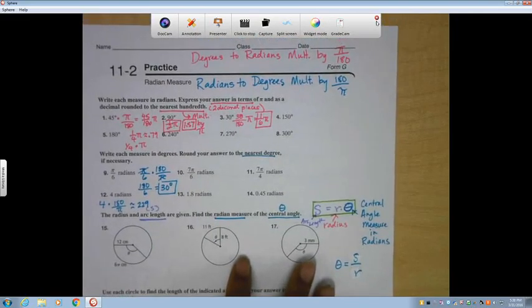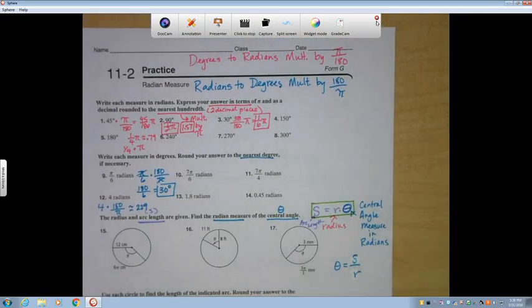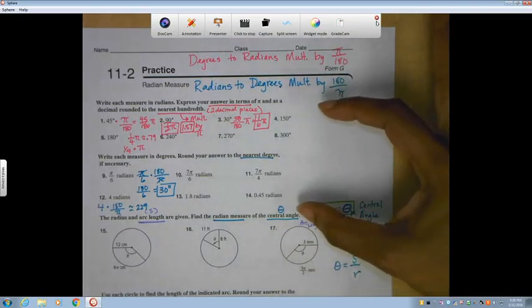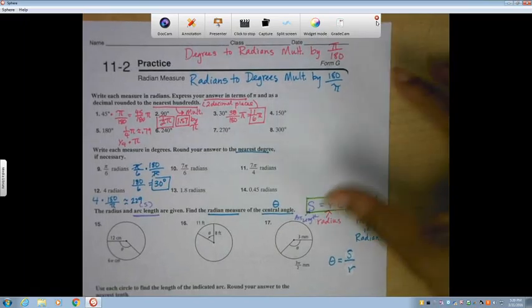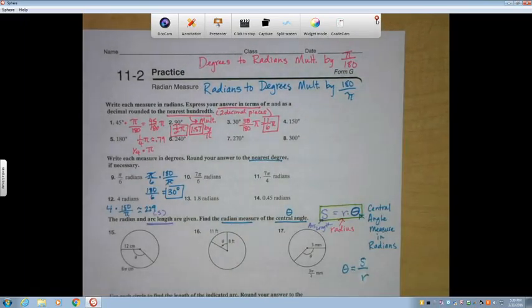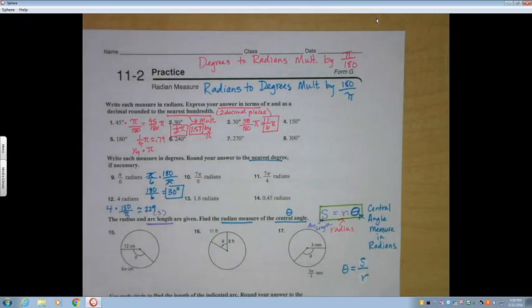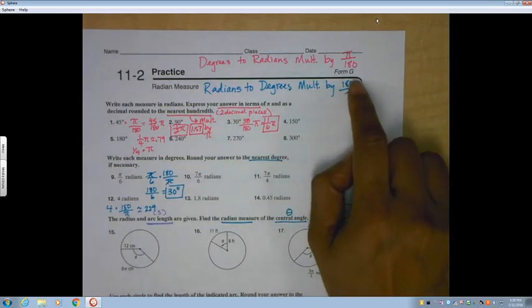Okay, so this is what we're going to check tomorrow, as part of your homework check. The first two sections here are review. We did this on, I believe it was Thursday before the break. Degrees to radians, multiply by pi over 180. If I'm going from radians to degrees, we multiply by 180 over pi.